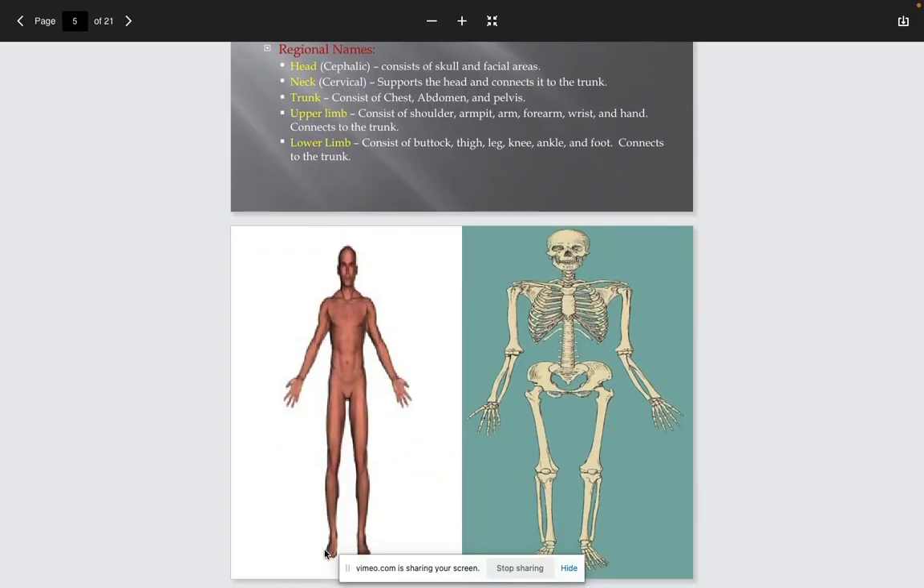So, again, just to reiterate these points, the cephalic region, this is the head. Cephalo actually means head. So the neck or the cervical region. Then we have the trunk. Then we have the upper limbs right here. Then we have the lower limbs, which is going to consist of the leg, ankle, and foot area, and the buttocks region. So just words to be familiar with.